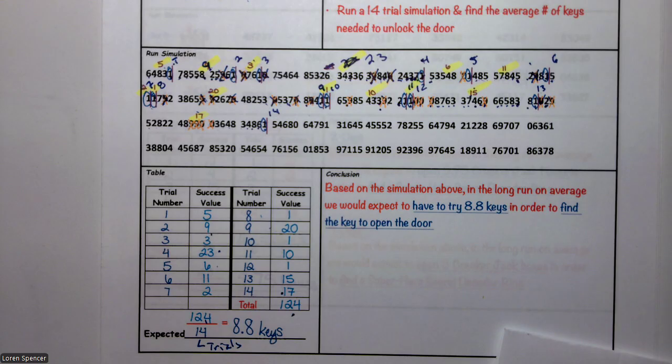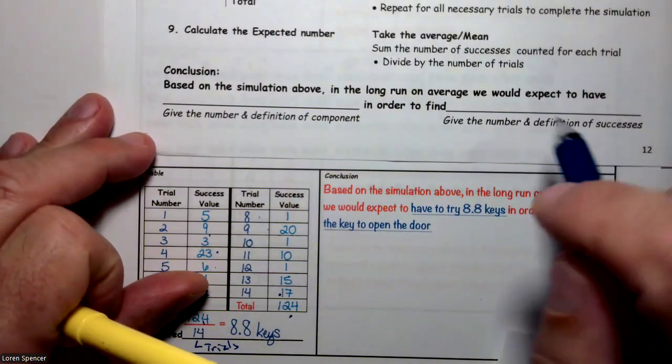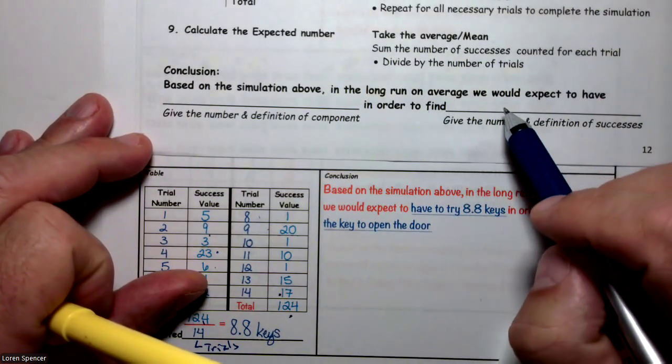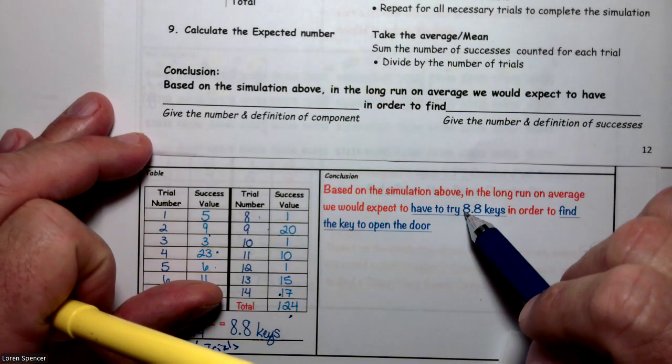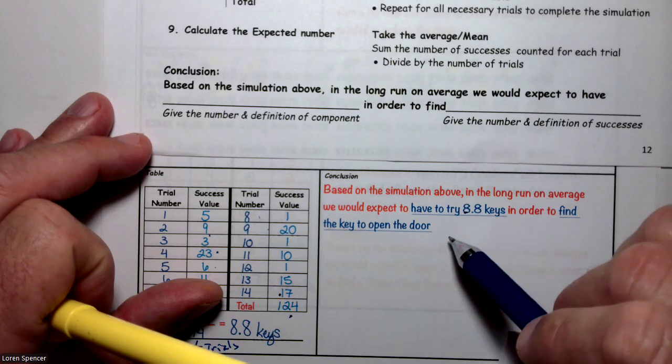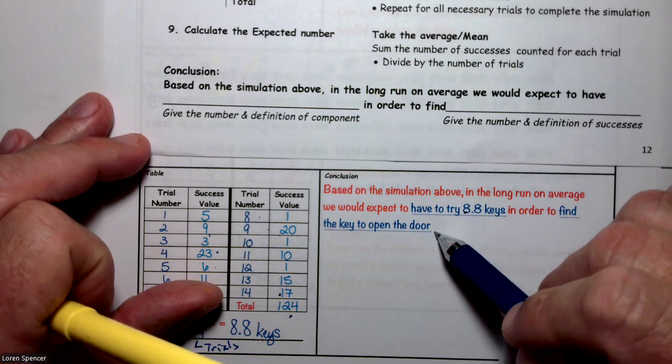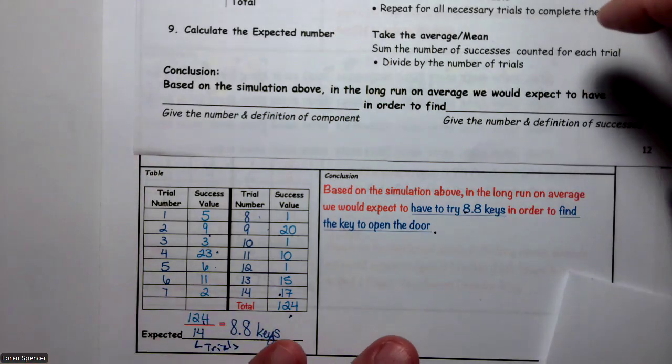Now, once again, I want to point out to you guys, if it's in red, it's part of the sentence stump. So it says, based on the simulation above, in the long run, on average, we'd expect to have to find or try 8.8 keys in order to find the correct key to open the door. Okay? All right.